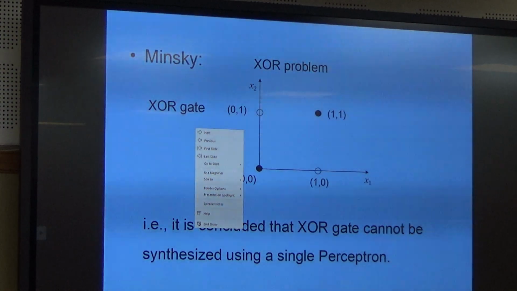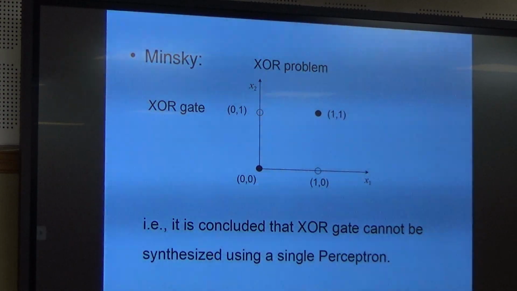Now let's go to the AND gate, almost the opposite. For 0, 0 the output is 0 or minus 1. For 0, 1 the output is 0. For 1, 0 the output is 0. For 1, 1 the output is 1. So the patterns are still linearly separable.